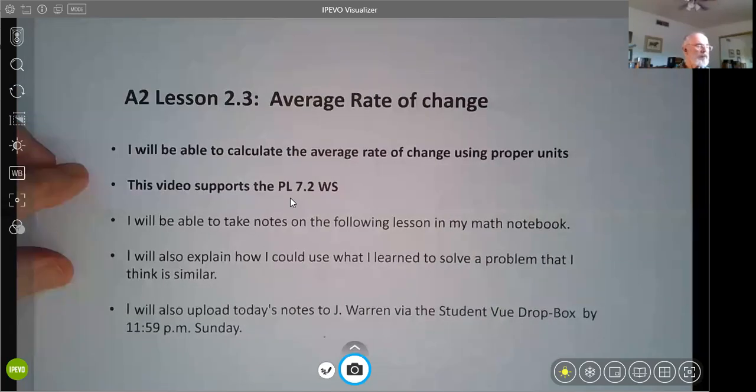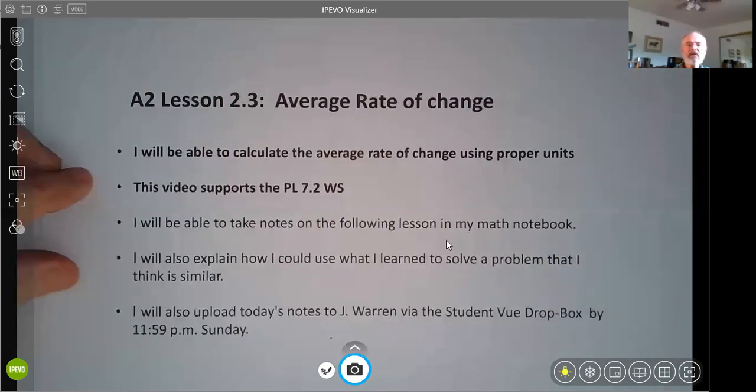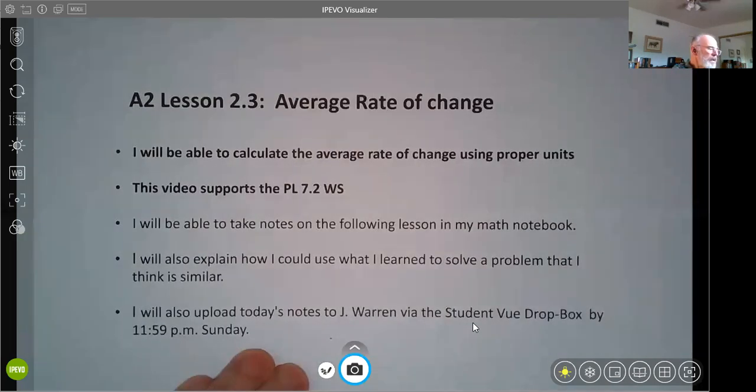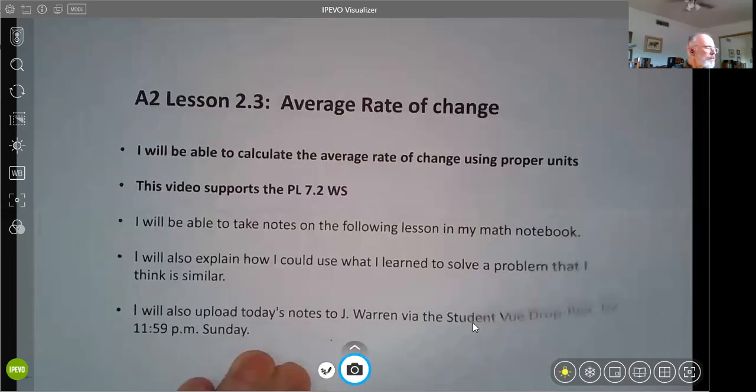So again, you're going to take notes in your math notebook, and you'll also upload those notes to my Student View Dropbox by 11:59 p.m. on Sunday. Okay. All right. So let's take a look at what we've got.